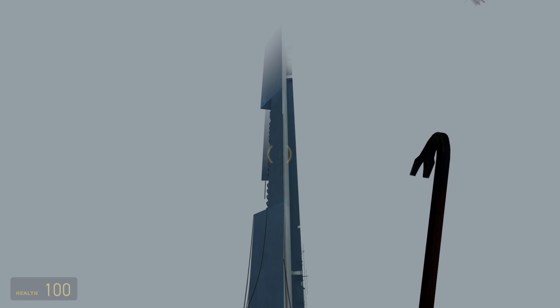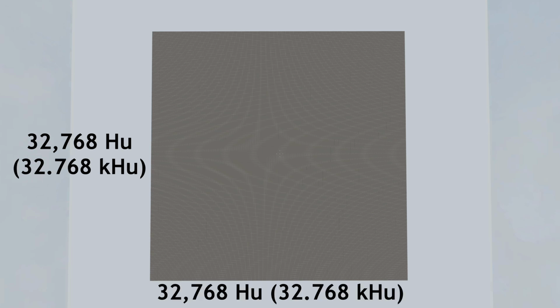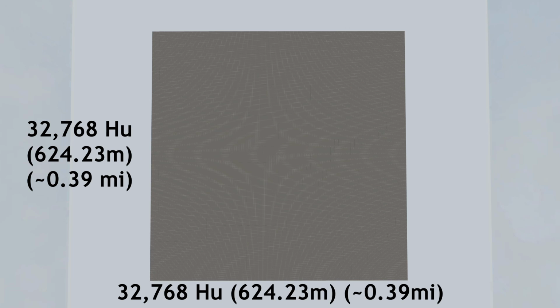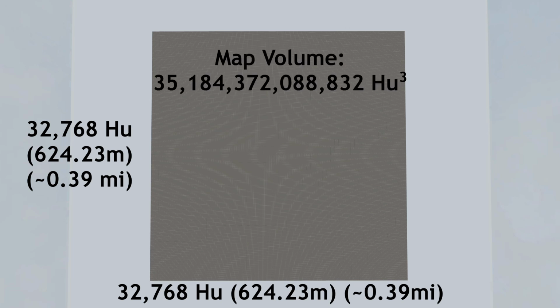But if you think that's massive, then boy do I have some news for you, because the maps and the engine, on the other hand, are something else. So, if you remember from the Maps Limits video, the largest map size you can make in Hammer is 32,768 units on all sides, which is 32.768 kilo Hammer units. This is about 624.23 meters on all sides, giving it a volume of about 35,184,372,088,832 Hammer units. In metric units, that's a volume of about 0.24 cubic kilometers.